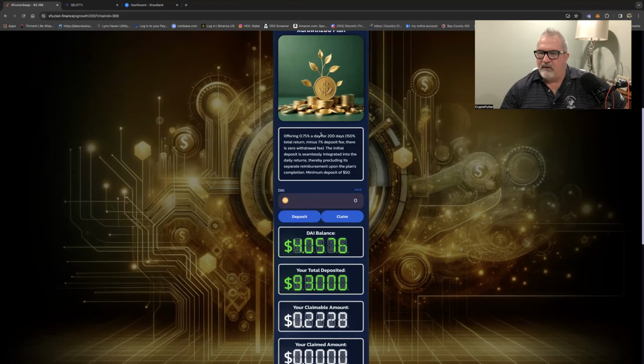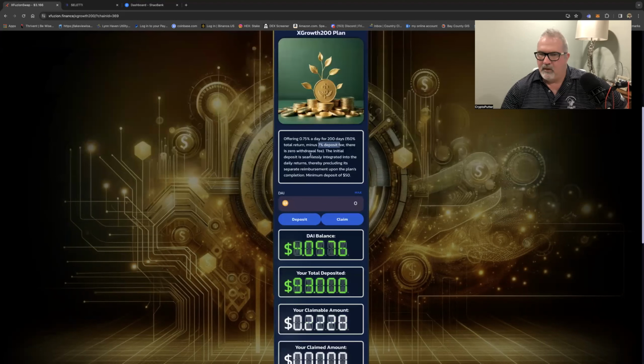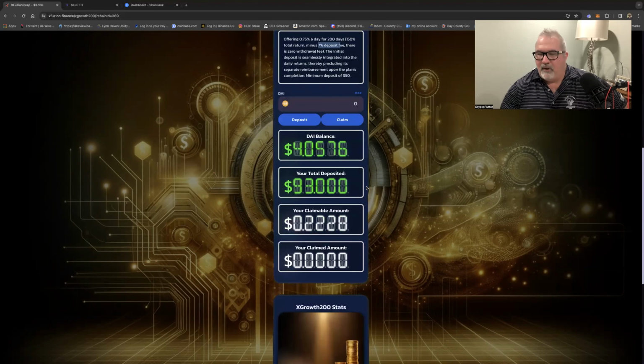Offering 0.75% a day for 200 days, which is going to give you a 150% return, minus 7% deposit fee. Part of this deposit fee, if I'm not mistaken, is going to go back into Lendex. There is zero withdrawal fee. The initial deposit is seamlessly integrated into the daily returns, thereby precluding its separate reimbursement upon the plan's completion. Minimum deposit is $50. You can do it for $50.